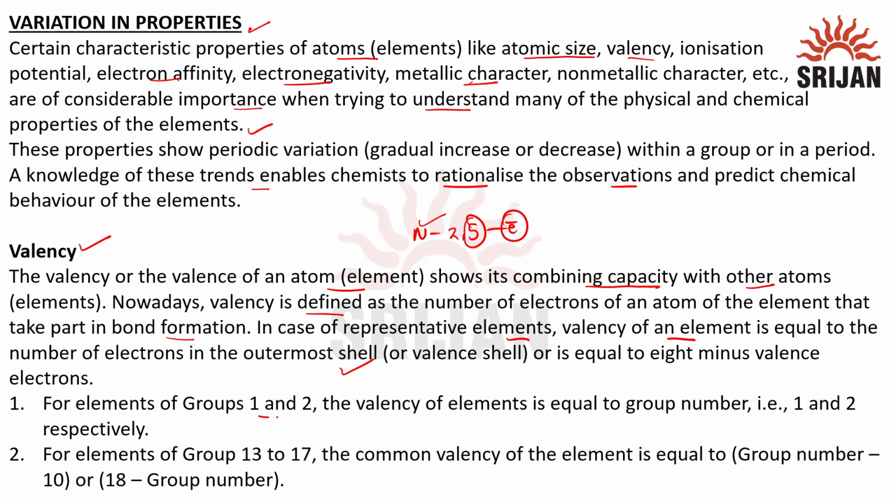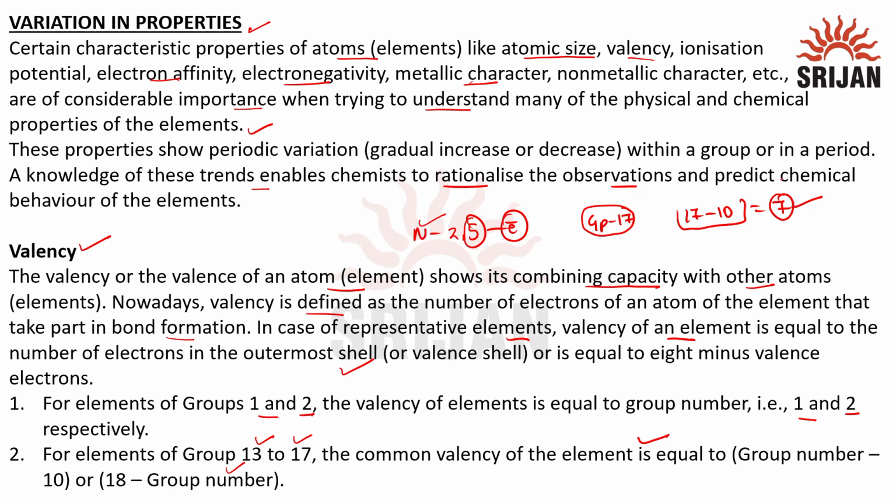Now for elements of group 1 and 2, the valency of the element is equal to the group number, that is 1 and 2, right? And for the elements of group 13 to 17, the common valency of the element is equal to the group number minus 10 or 18, right? So if we need to find the valency of the element in group 17, we just need to subtract 10 from the group number, so we get the valency, that is 7. That means group 17 elements have 7 valence electrons in their outermost shell.